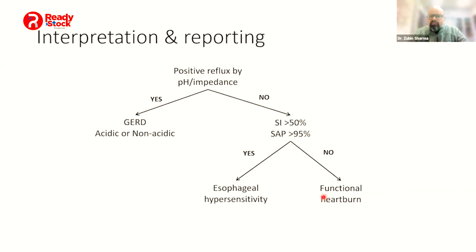How do you interpret it? First look at the pH, whether there is acidic reflux or non-acidic reflux. Look at the DeMeester score, look at SI and SAP scores. Once you have a positive SAP, reflux with a DeMeester score which is high, or acidic reflux, that's true GERD. Otherwise, you're talking about either esophageal hypersensitivity, when there is no true reflux but symptoms are there, versus no symptom probability and there is functional heartburn.